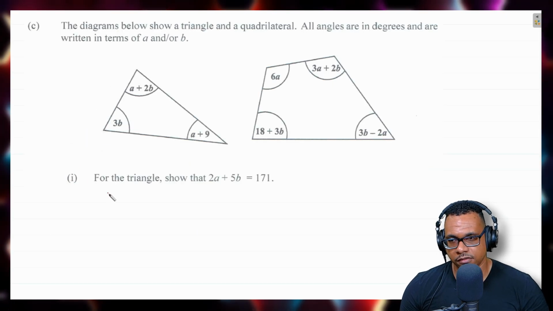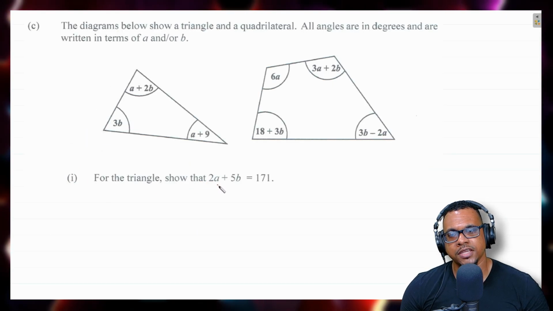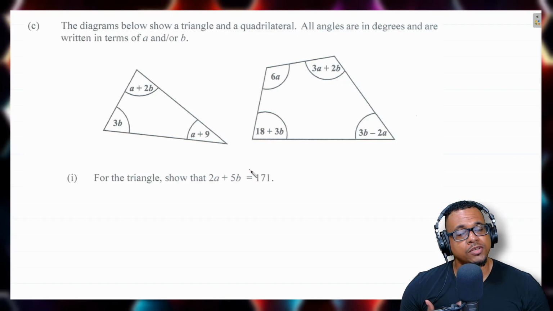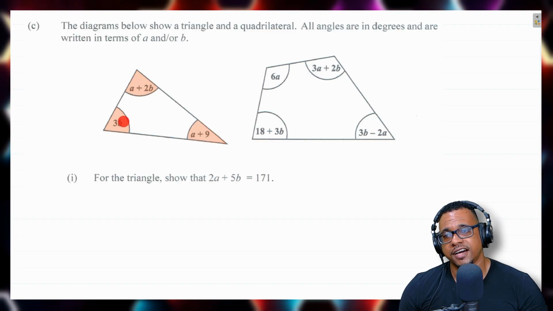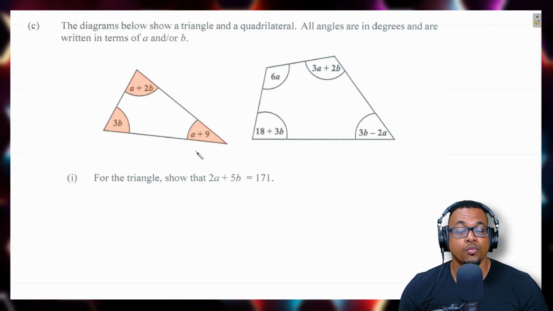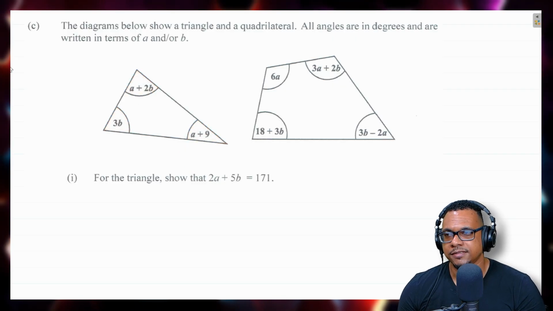So that for part 1, for the triangle, show that 2a plus 5b is equal to 171. So the only information we have here are the interior angles of the triangle, and we know they're supposed to add up to 180 degrees. So let's do that.